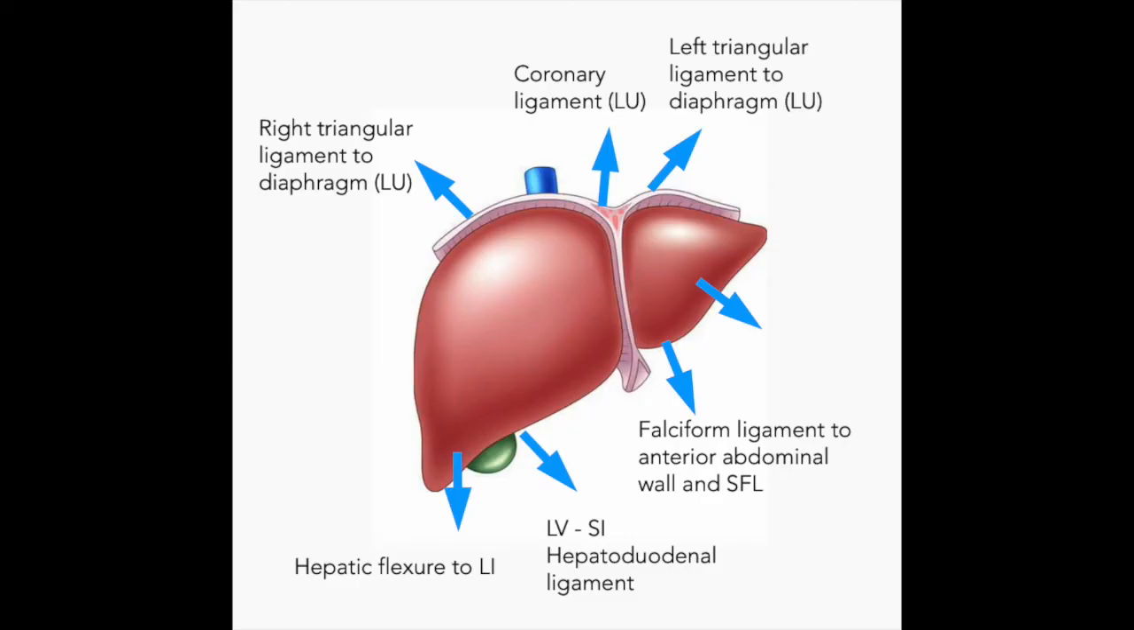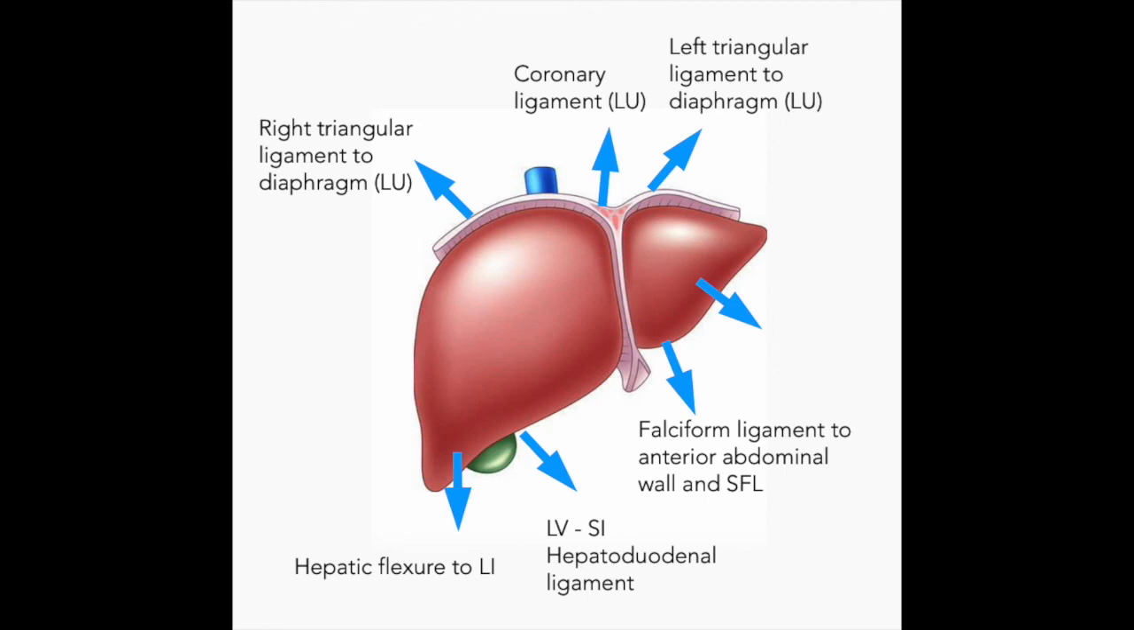Now, if we take a look at another image here, we can see some other ways in which the liver and the lung are connected. So here you see the image of the liver, and the blue arrows represent the connective tissues that connect the liver to other structures. So remember that ligaments and fascia are all part of connective tissues, and the left and right triangular ligament move from the liver into the diaphragm, and the coronary ligament also connects the liver to the diaphragm.